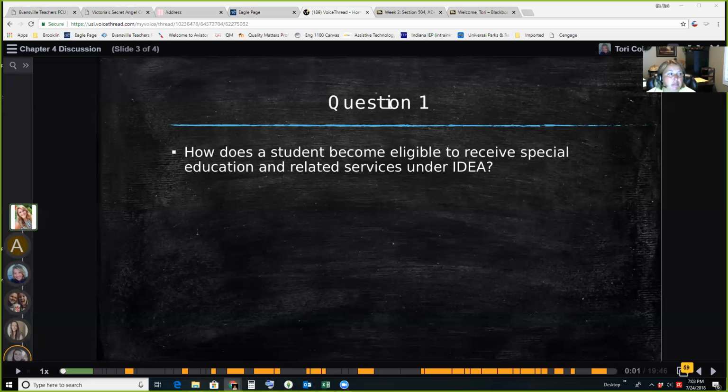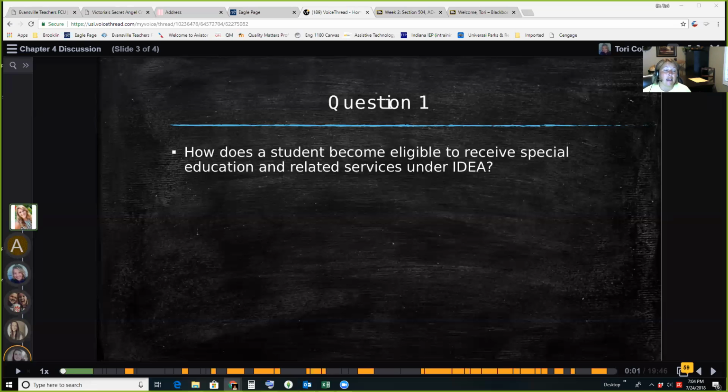But just to qualify under IDEA, nowhere in the law does a student have to go through RTI. So I just want to make sure that that's clear. If I suspect that a student has a physical disability, they do not have to go through RTI before they can receive special education services.